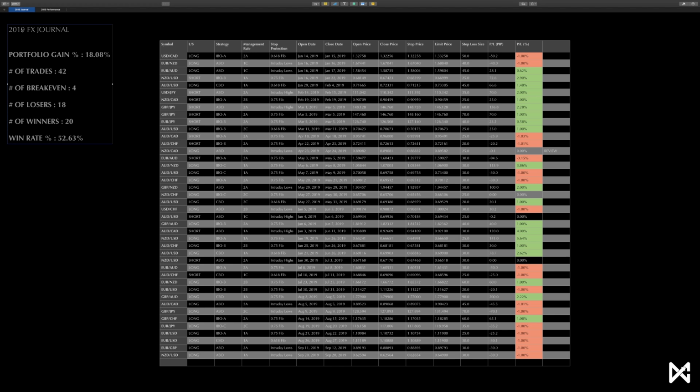So this is a journal from 2019, going from about January 2019 to end of September 2019. So we have about 9 months or so worth of data. Again, we have portfolio gain 18% during that period of time. Not bad, right? That's pretty good. I mean, that is beating the S&P 500 average.